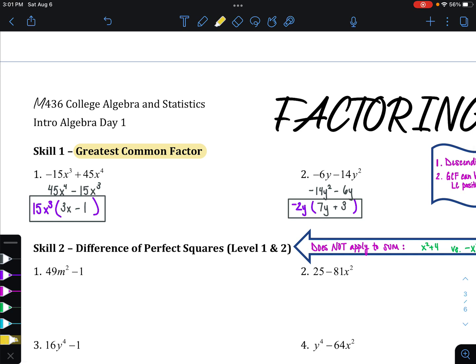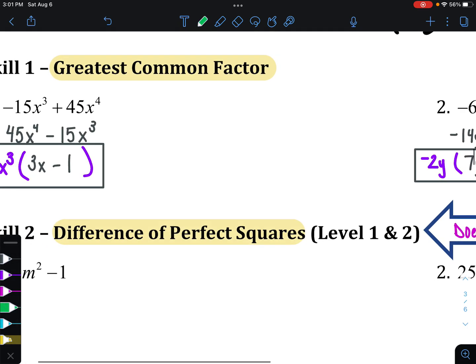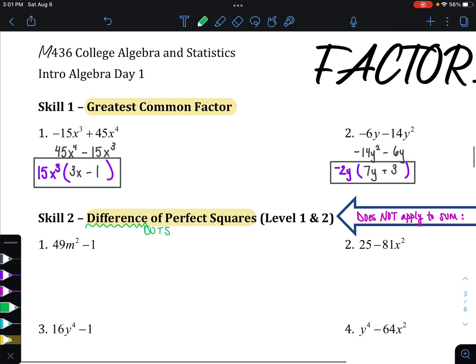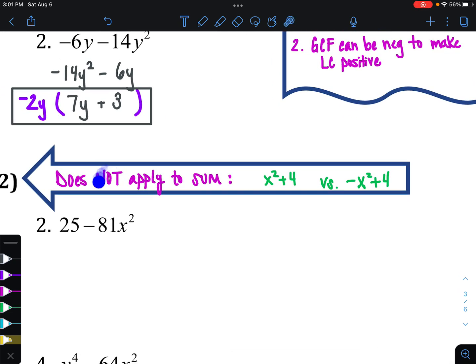Okay, so skill number 2 is the difference of perfect squares, the difference of two squares. A lot of times you'll see this as DOTS, difference of two squares. I'm going to underline the word difference because this pattern only works if the two terms are being subtracted. So to further emphasize that, it does not apply when there's a sum. However, it can get a little tricky, so I just wanted to show you over here.